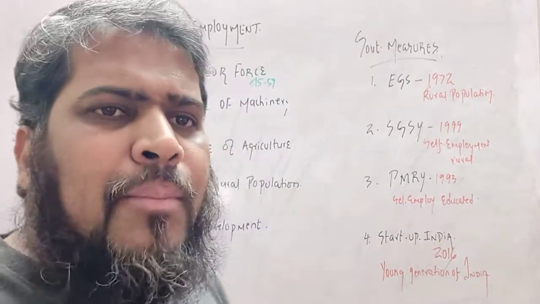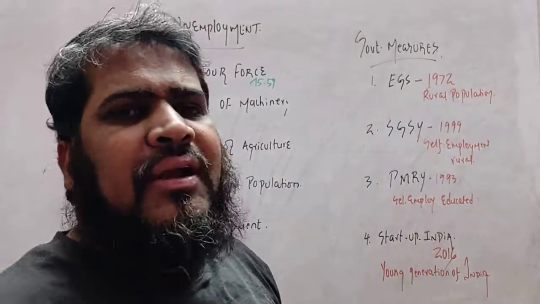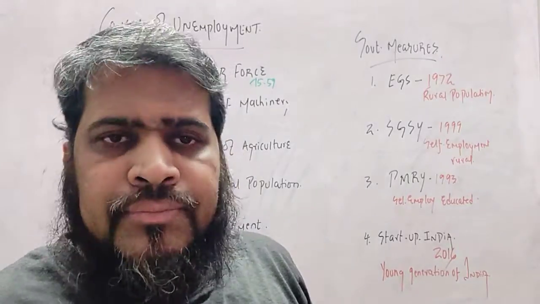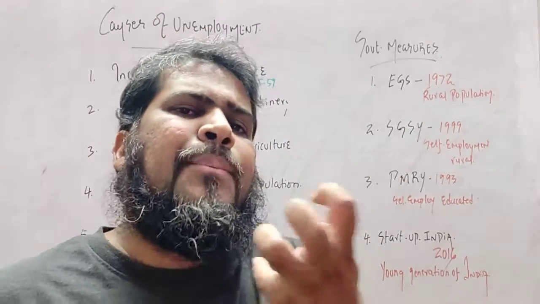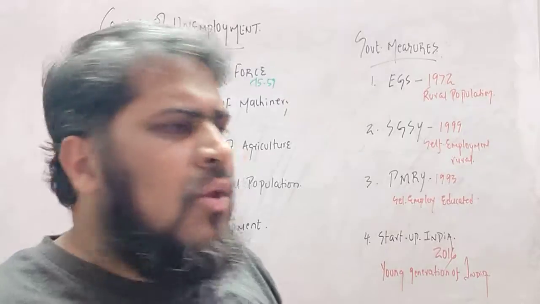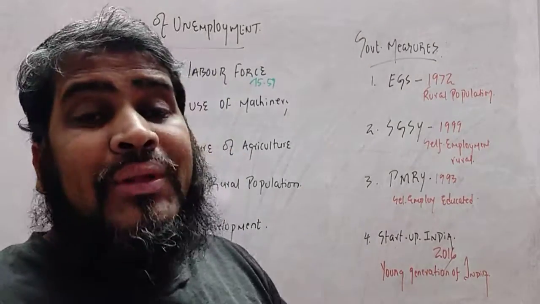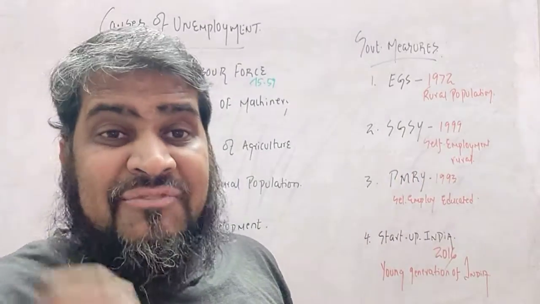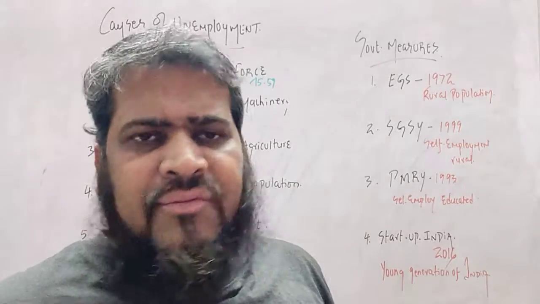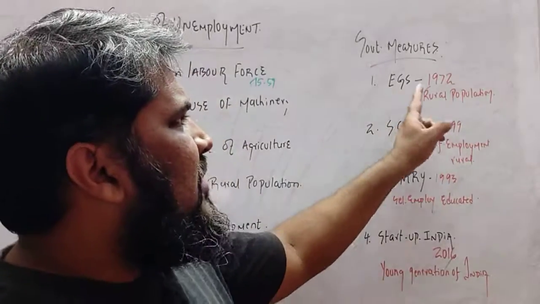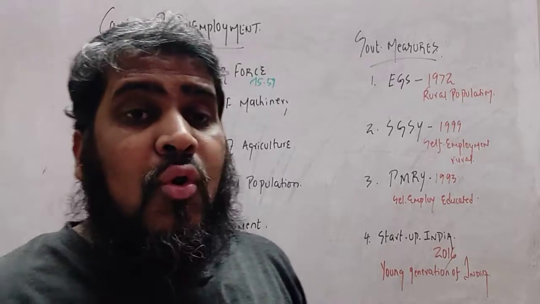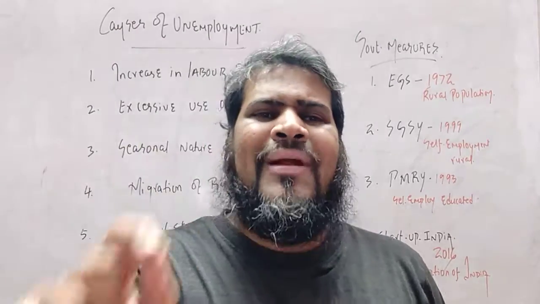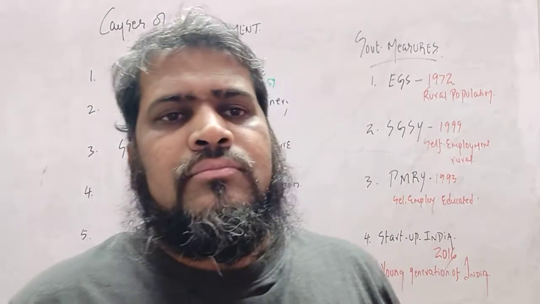EGS, Employment Guarantee Scheme. It was started in the year 1972. Every scheme has a primary objective. Try to understand what I have highlighted with a red marker. Every scheme has an objective, right, students? So the objective of the Employment Guarantee Scheme was to give employment to the rural population.